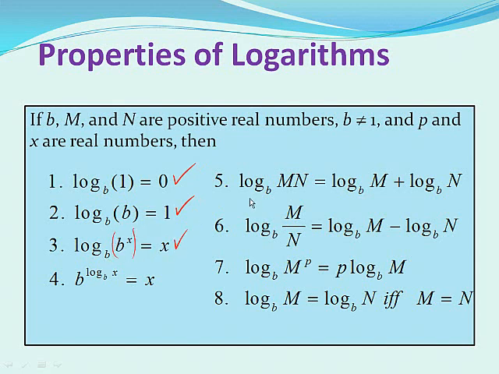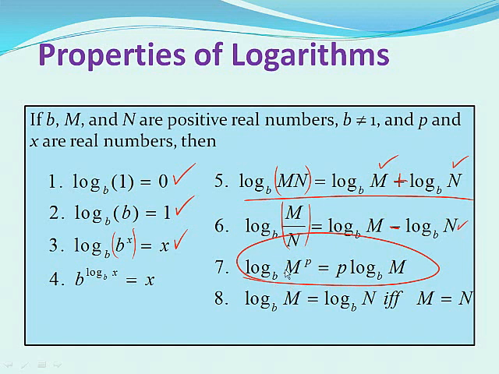This property says how to calculate the logarithm of a product. So log to the base b of m times n will be equal to log to the base b of the first factor m plus log to the base b of the second factor n. Here we are calculating the logarithm of a quotient. Log to the base b of m over n equal to log to the base b of the numerator minus log to the base b of the denominator n. So here it is the logarithm of a power. Log to the base b of m to the power p equal to p multiplied with log to the base b of m.